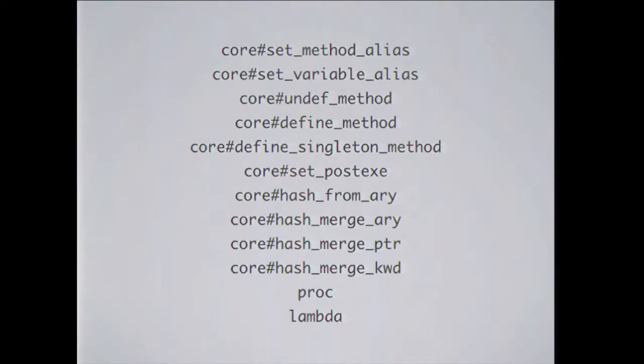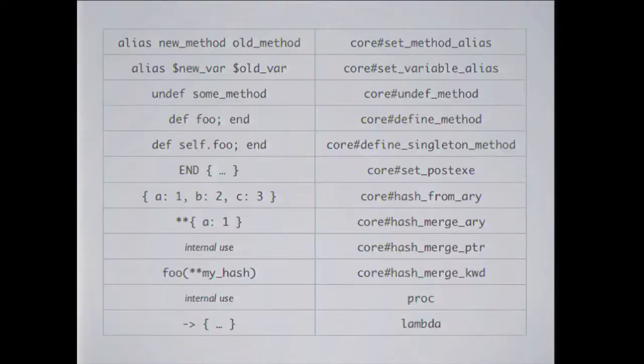So there's a whole bunch of methods living on the frozen core class. Here's a list of all of them, and I've sort of roughly translated them into how they appear in Rubyland. So whenever you use the method alias syntax, that's a method call internally to core set method alias. So is aliasing a global variable, undefing a method, defining a singleton method, using the end syntax, creating a literal hash, splatting a hash in 2.0 and above, and using the 1.9 stabby lambda syntax.